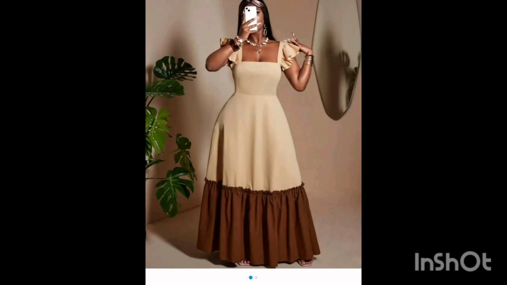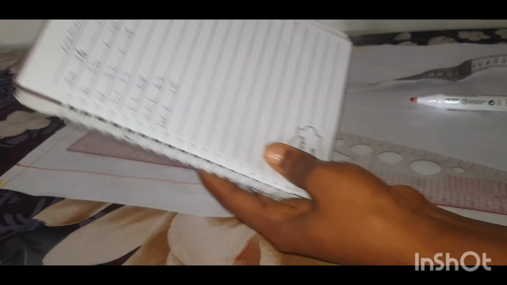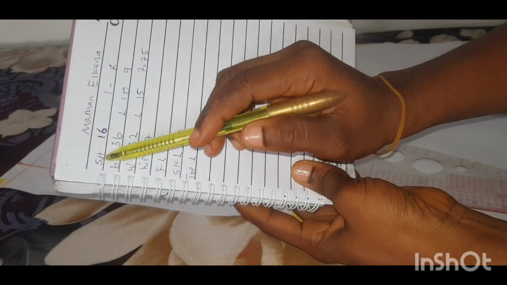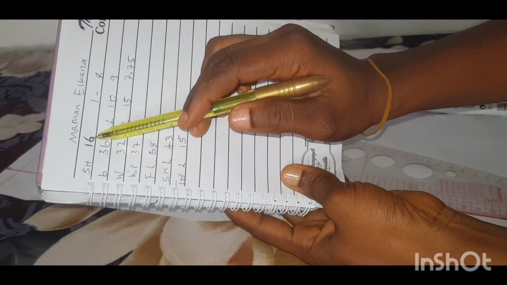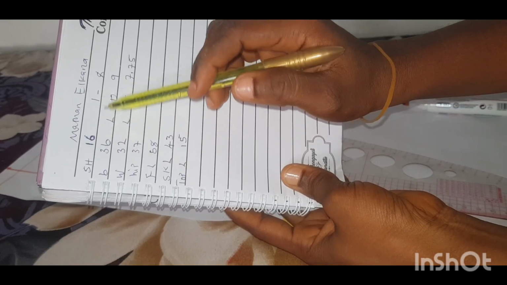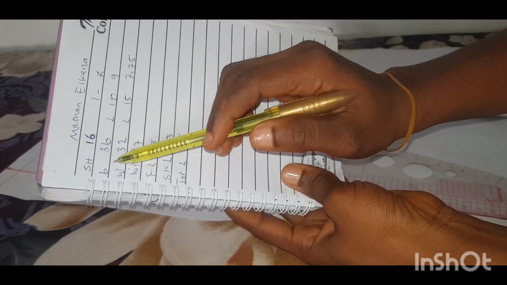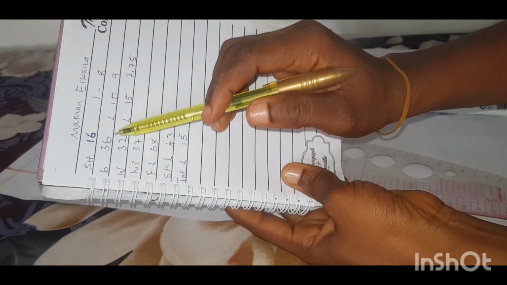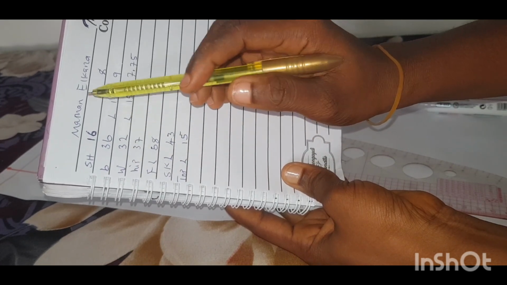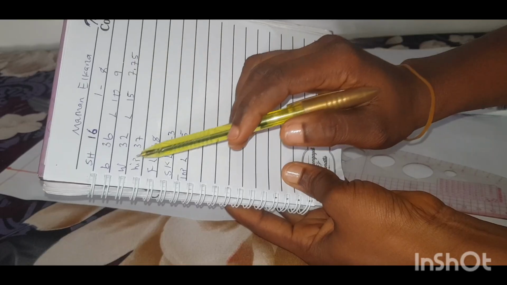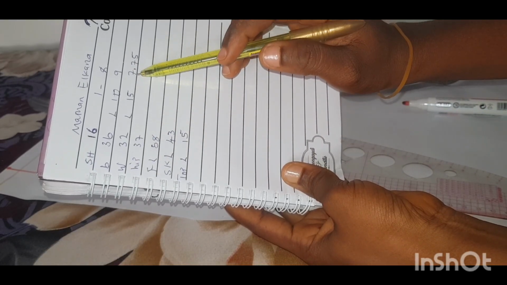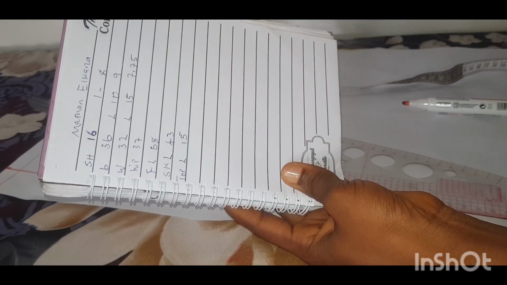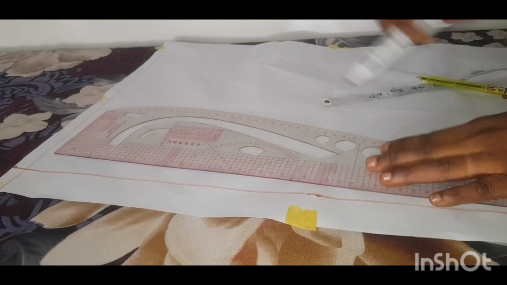So today we are going to be doing a flare dress with tiered layers down there. This is the measurement we are working with: shoulder 16 divided by 2, which is 8. Then the bust point is 36, divided by 4 to give you 9, and the waist is 32, you divide it by 4 and it gives you 7.25. Those are the basic measurements we'll be working with.